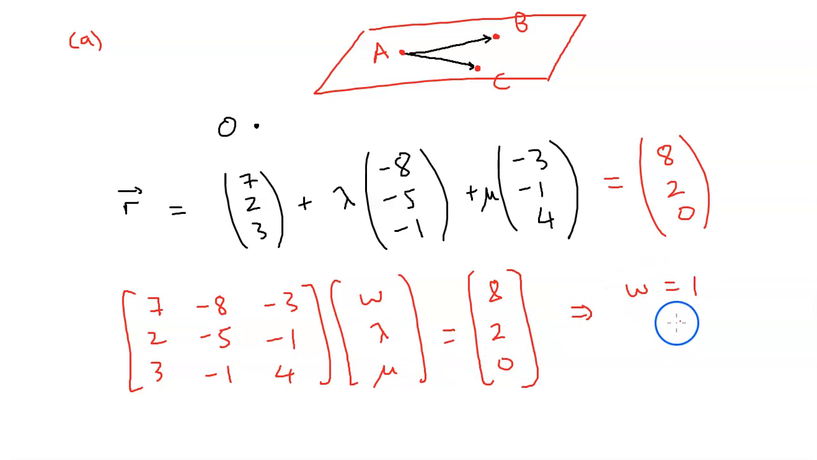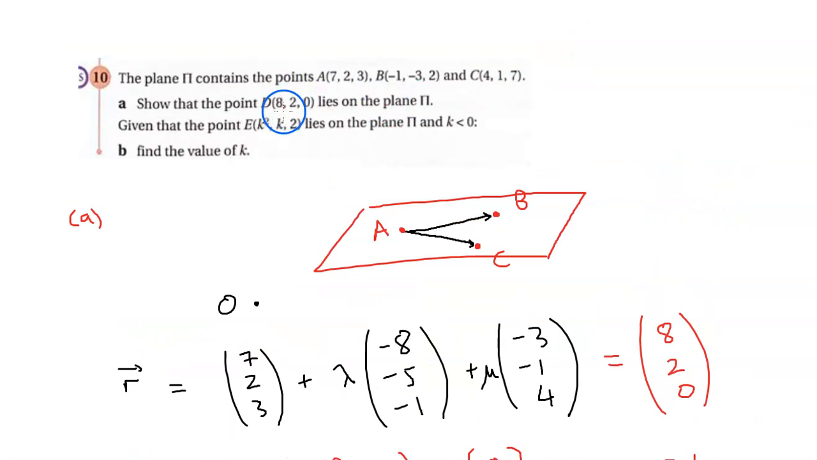We just got to find lambda and mu, so inputting that into the calculator, we get that lambda is equal to 1 over 7, and mu is equal to negative 5 over 7. And since there's a consistent solution for this vector equation, we have that D must be on the plane.